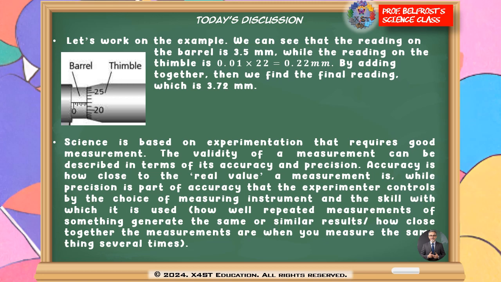Accuracy is how close to the real value a measurement is, while precision is just part of accuracy that the experimenter controls by the choice of measuring instrument and the skill with which it is used. Or how well repeated measurements of something generate the same or similar results, or how close together the measurements are when you measure the same thing several times. So actually, precision is just another term for repeatability.